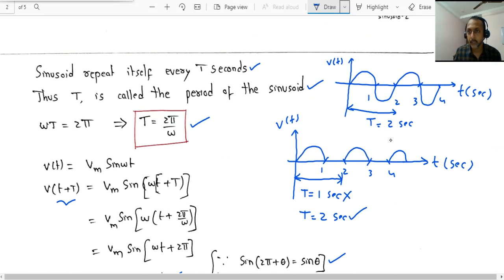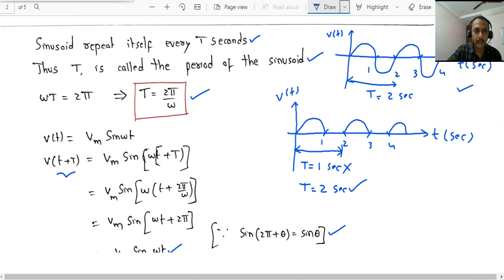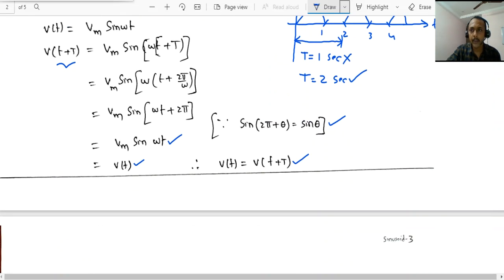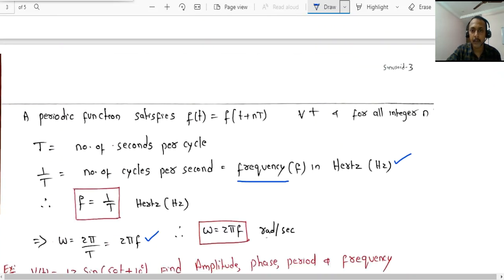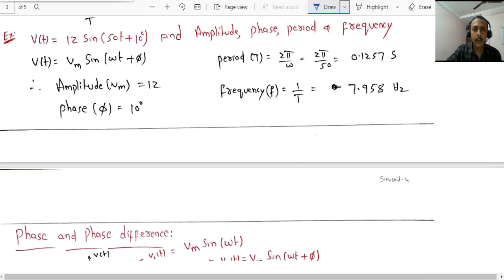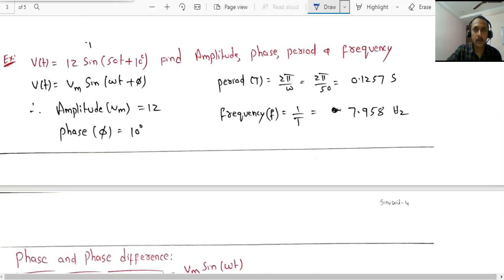Here the time period capital T, please remember these two diagrams. For the first figure, capital T is 2 seconds. For the second figure, capital T, the time period, is 2 seconds. You should consider up to the point of time from where the same waveform gets repeated. If it is periodic, V of t equals V of t plus capital T. These are the basics.